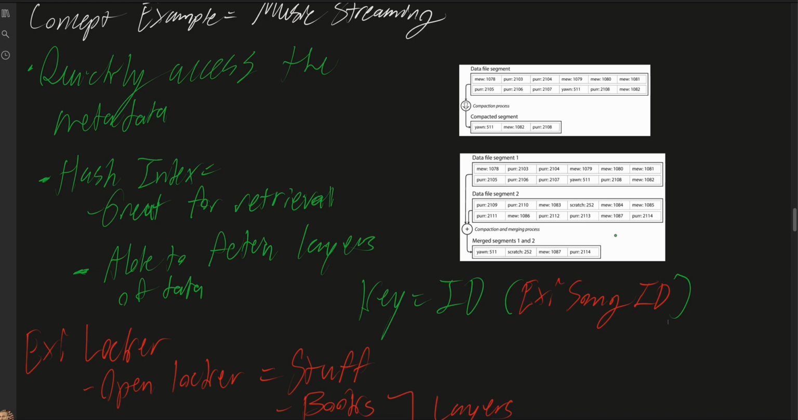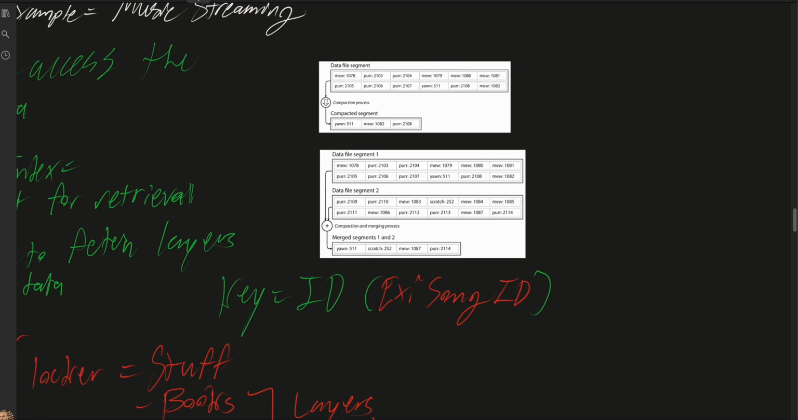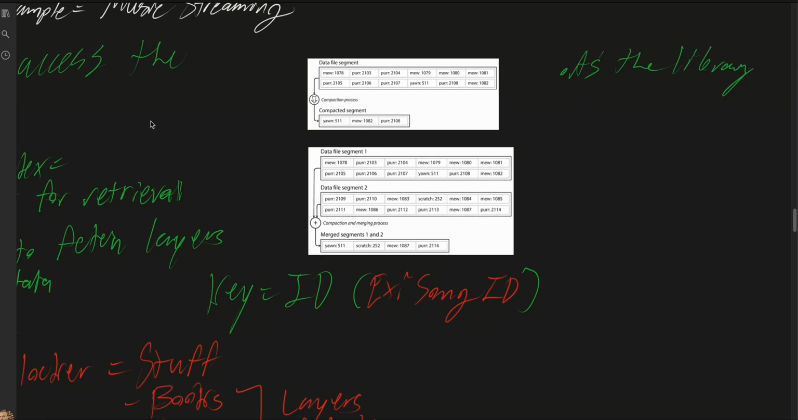And overall, we also got to note that as the library grows, so does the index, because we're storing every single visit. Storing each visit, I would say.